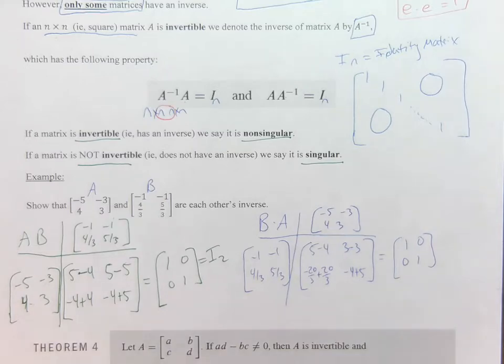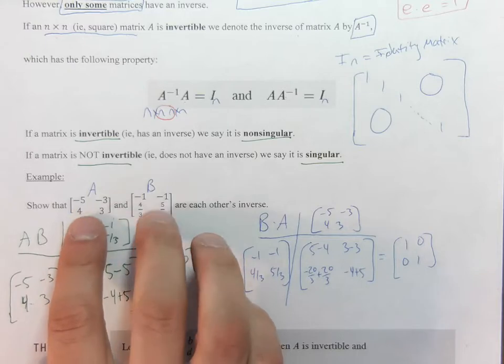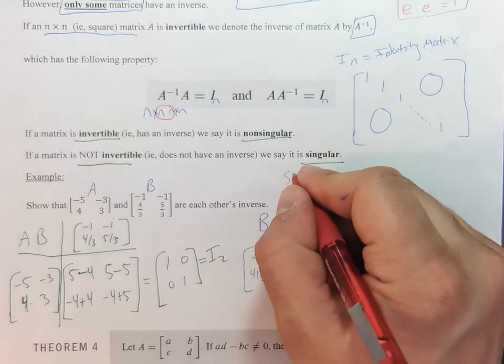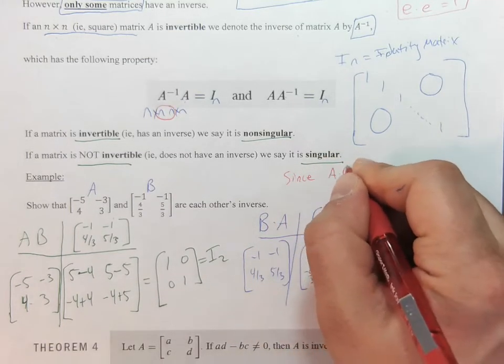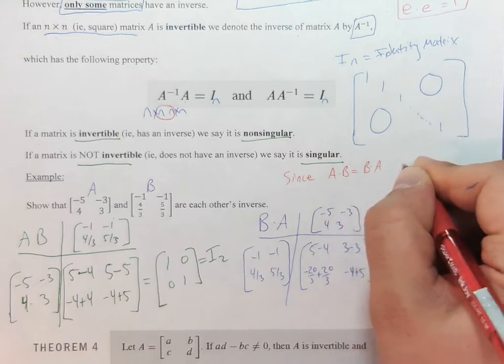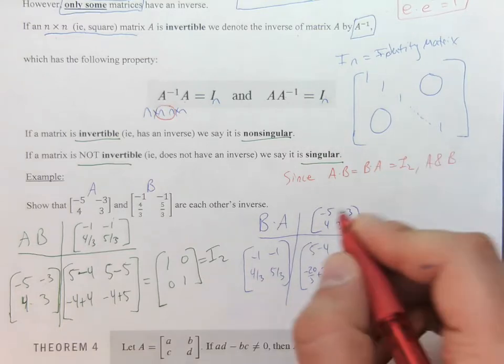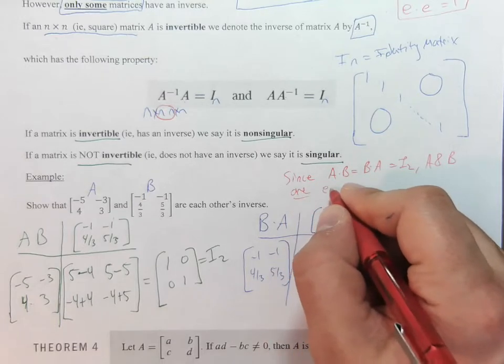And so the takeaway here is we multiplied A times B and B times A, right? We multiplied these on both sides of each other, and we got the identity matrix in both cases, and so they are each other's inverse. And so I'm just going to write that right here. Since A times B equals B times A, which equals the 2 by 2 identity matrix, A and B are each other's inverse.